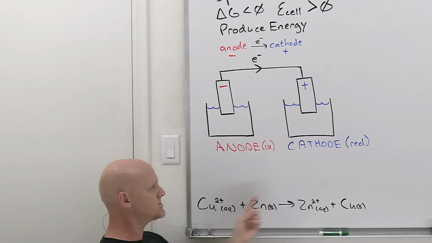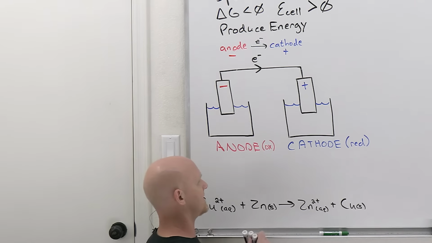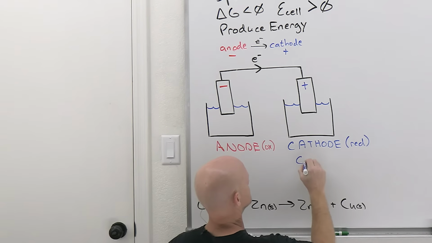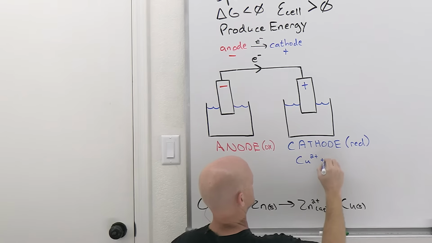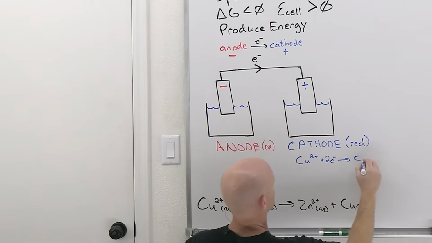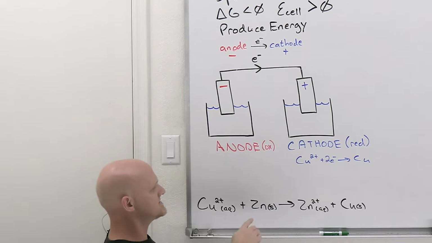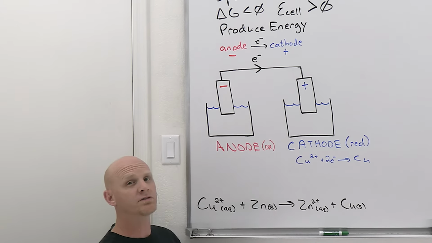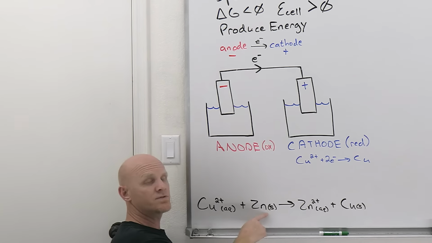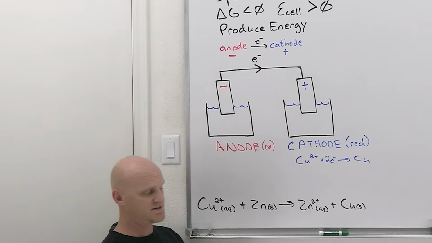In this case, the copper 2+ to copper is going to happen at the cathode. It's going to gain 2 electrons to turn into copper. And on the other side, zinc going to zinc 2+, that's the loss of 2 electrons. The oxidation state's going from 0 to +2. It's going up, not down.